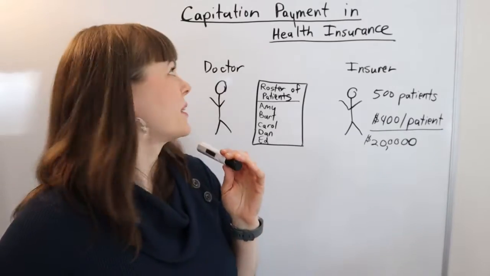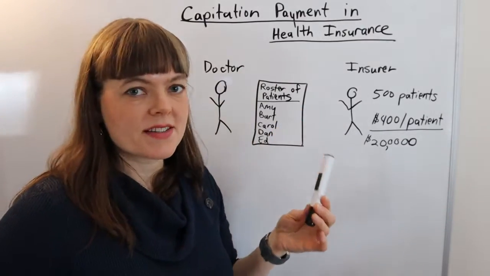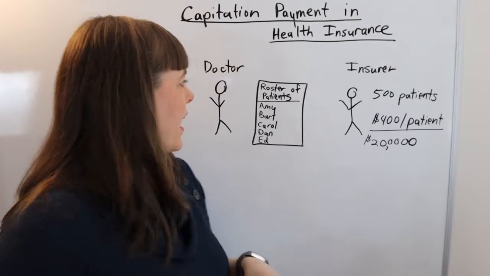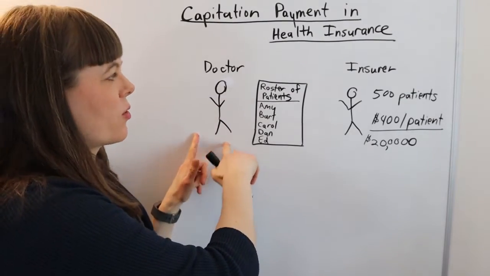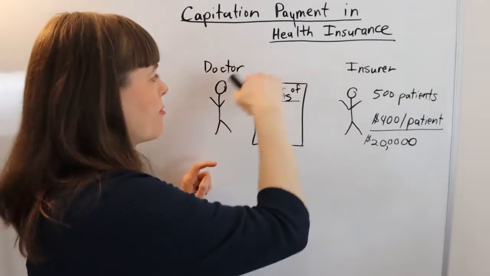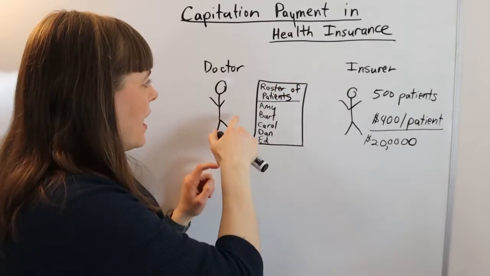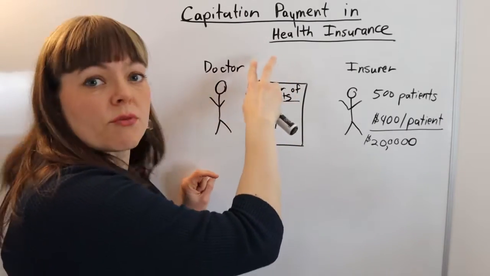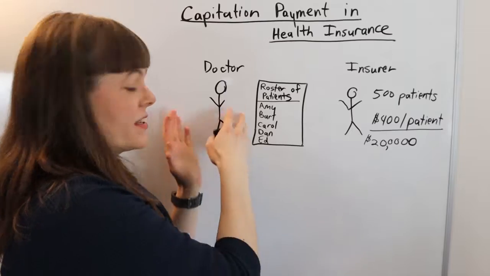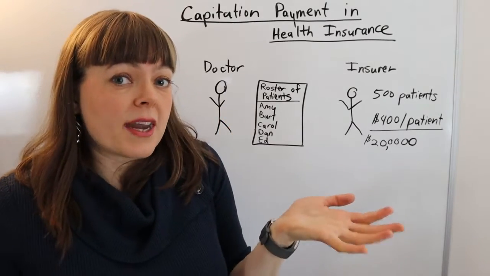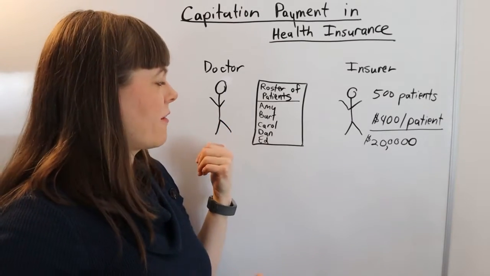In this video, I'm explaining what is capitation payment in health insurance. And so here we have a doctor, and the question is, how does the insurer pay the doctor? How much money? And in this case, the doctor comes up with a roster of patients that this doctor is responsible for treating anytime they come into the doctor's office.